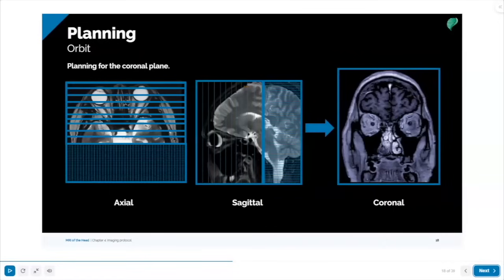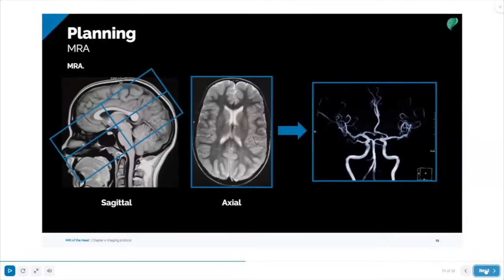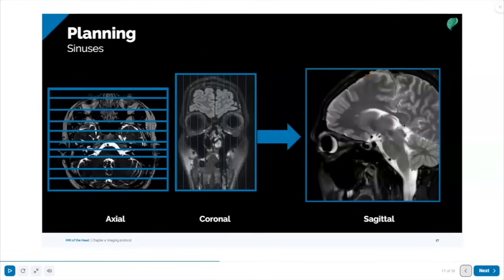Now let's move on to the sinuses. Setting up a scan for an MRI of the sinuses is much the same as it is for the brain. The orientations do not change. The goal is to create more highly detailed images. Therefore, we require smaller slice thicknesses and a reduced field of view to include just the area of the sinuses. Both of these things will give us higher detail.